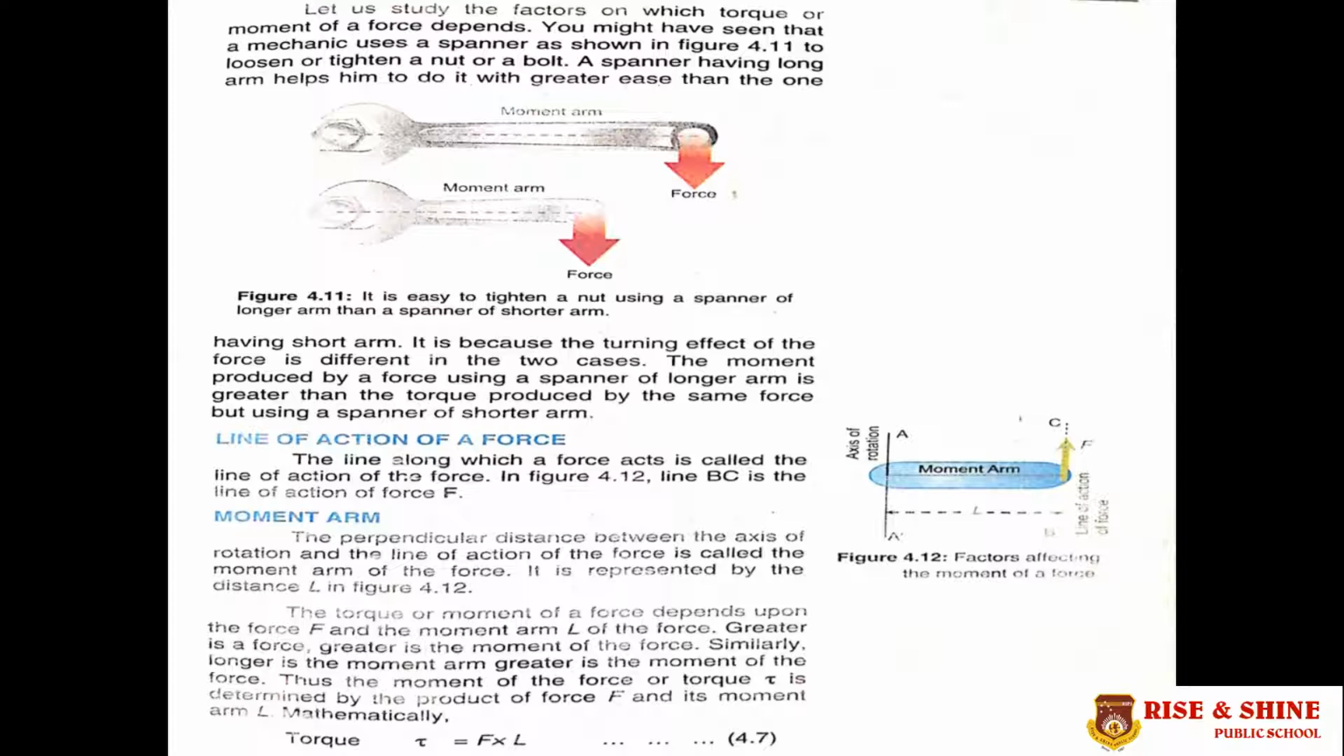We continue from moment arm as we discussed earlier. Line of action of a force: the line on which a force is applied to rotate a body. Moment arm, students: the perpendicular distance between the axis of rotation and line of action of the force is called the moment arm of the force. As we discuss in this diagram, this is the axis of rotation, a fixed line around which a body rotates. This is the line of action of a force, the point or line along which a force is applied to rotate the body, and this perpendicular distance is called the moment arm of the body. It is represented by length L in figure 4.2.